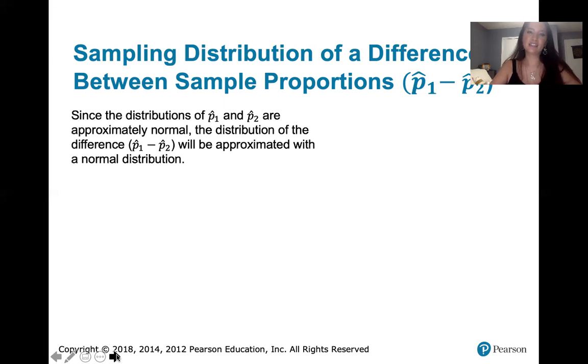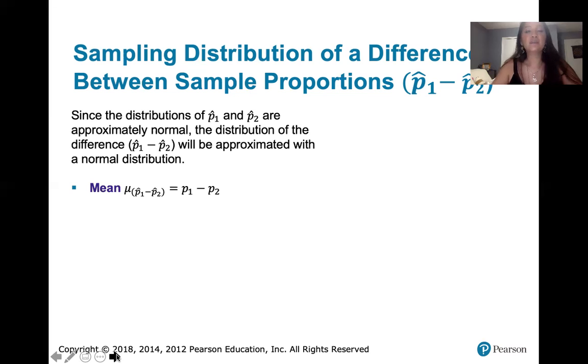Now we talked about the fact that sample proportion p̂ tends to have a normal distribution under certain conditions. And we're assuming here that both p̂1 and p̂2 have that property where they are approximately normal. That's actually a binomial distribution that can be well approximated by a normal distribution. Since that's true for both p̂1 and p̂2, if we take differences between those values, so p̂1 minus p̂2, that's a new continuous random variable, and that can be approximated by a normal distribution as well.